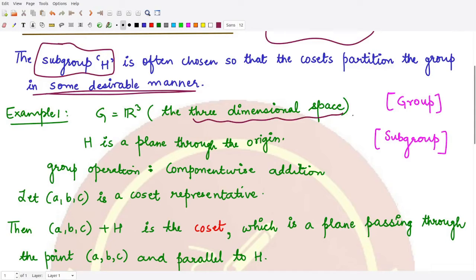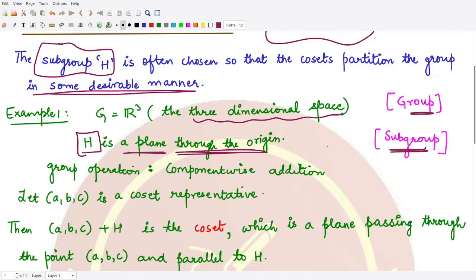For example, suppose our group is the group of three-dimensional space, R cube. Now we select the subgroup H as the group which is a plane which passes through origin. It could be any plane. All the planes which pass through origin are members of this H, and this forms our subgroup here.